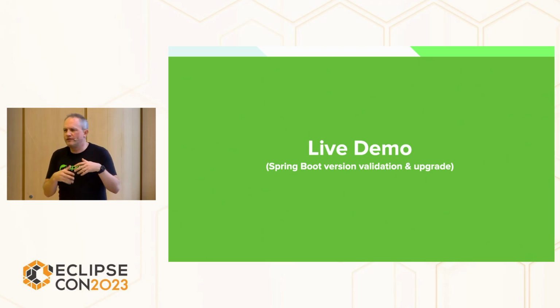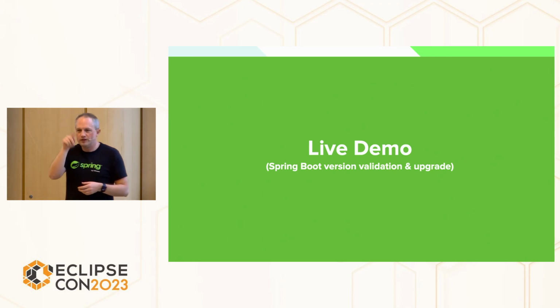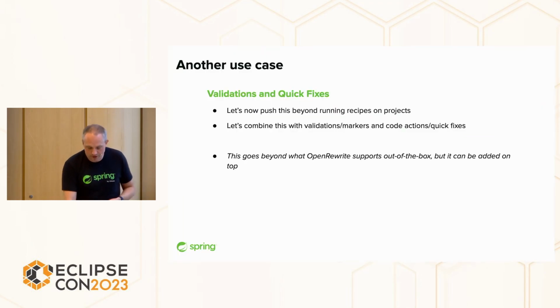Or you should not have an autowired field. You should use constructor injection instead. We would like to tell the user that and not just blindly update everything on demand. So we thought about doing something like actual validations. These little squiggly lines that we are all familiar with from the Java compiler and the JDT tooling. And let's have a quick fix for that.